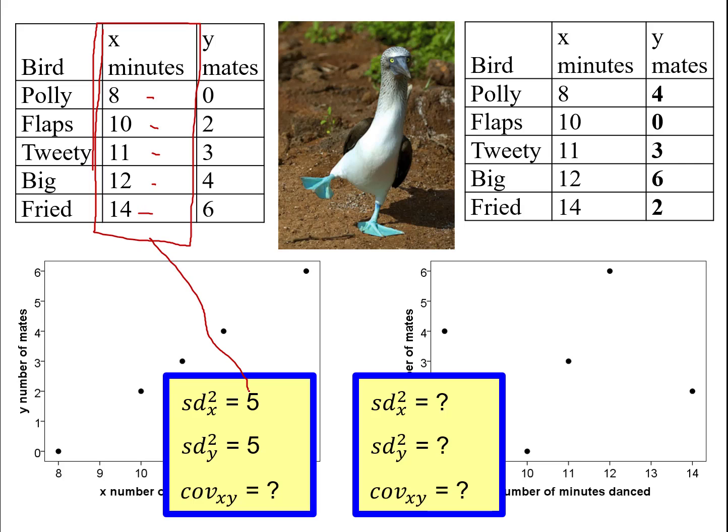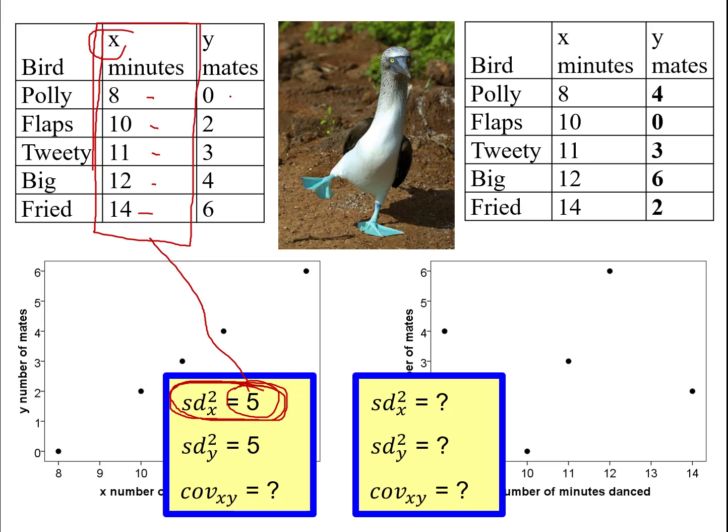And so I'm going to put that right down here. I have SD squared. Recall that's our symbol for the variance, because a variance is a squared standard deviation. And a standard deviation is a square root of a variance. So SD squared is equal to 5 because the variance of X is equal to 5.